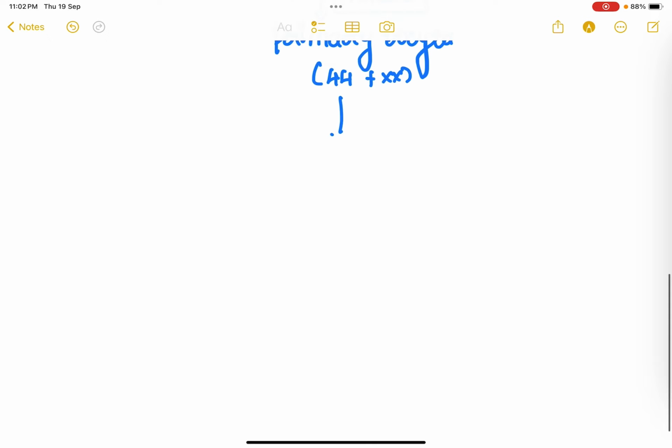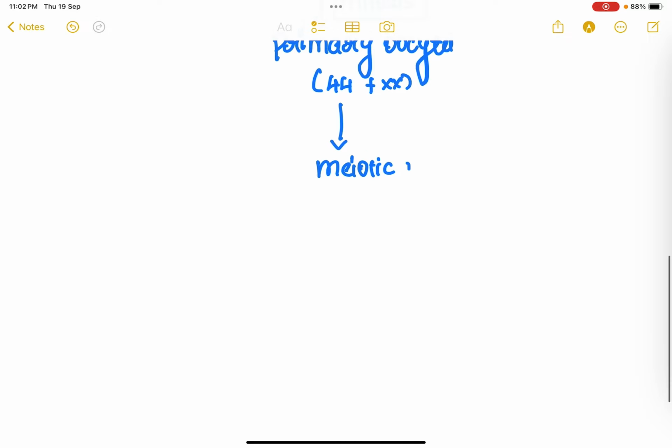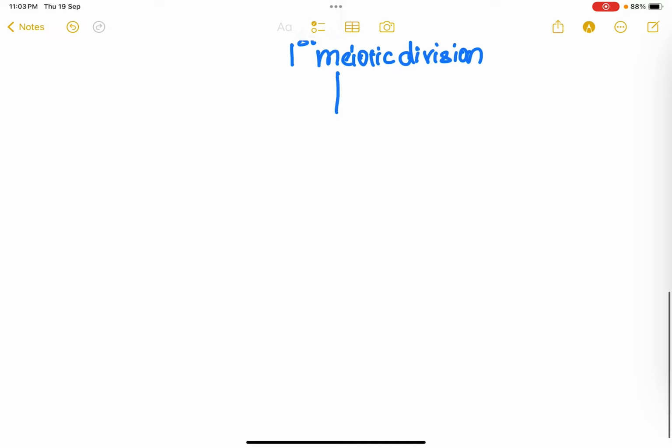Now these primary oocytes will enter the meiotic division. First we discussed the mitotic division; now it will enter the meiotic division. In the entire process of oogenesis, there is going to be one mitosis and two meiotic divisions. So this is going to be the first meiotic division. This primary oocyte, which is 44 plus XX, is going to undergo the first meiotic division. And this first meiotic division is not going to be completed very soon, because it is going to undergo a stage of arrest. The first meiotic division is going to get arrested in the diplotene stage of the prophase.